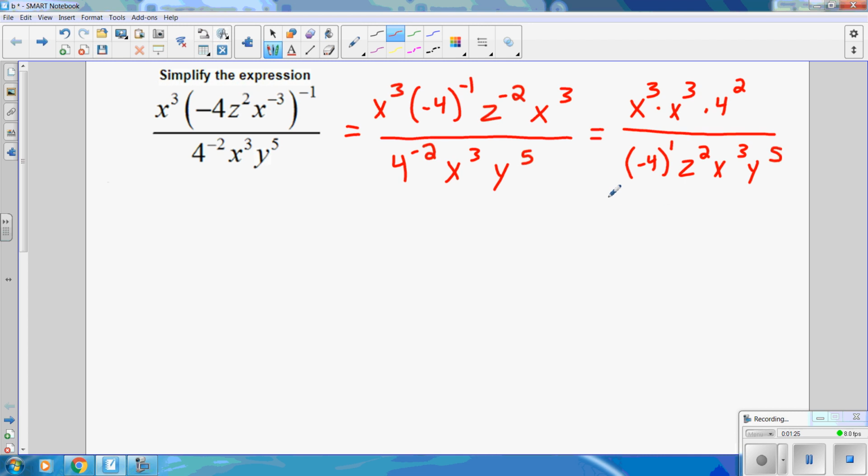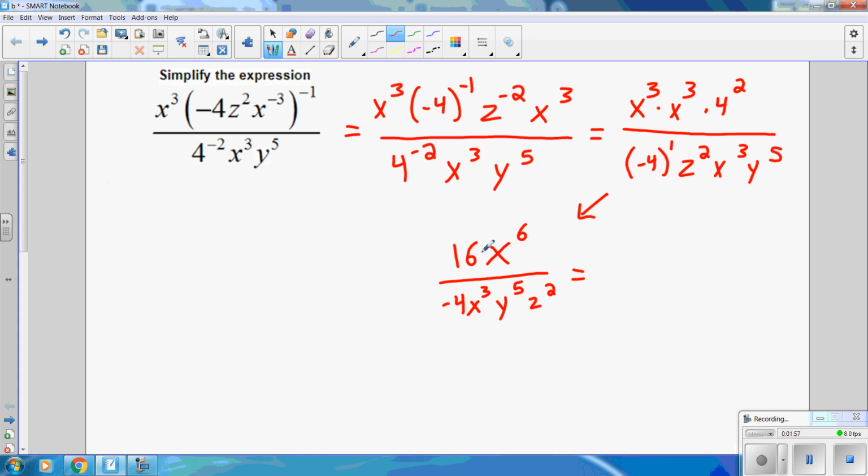Okay. So now, let's come over here. We have, this is x to the sixth on top. And then 4 squared. 4 squared is 16, so I'm going to just put that in front. Over. -4 to the first power is -4. And then there's nothing to combine here, so I'm just going to write x to the third, y to the fifth, and z to the second.